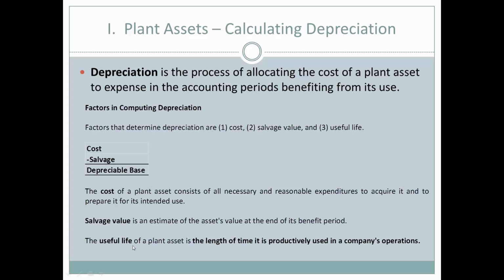Next, let's consider useful life. It's also an estimate, and it's the length of time the asset is productively used in the company's operations. So for the useful life of a plant asset, you may look at a truck and say this should last 10 years. But if the company intends to use the truck for less than 10 years, then it would depreciate it over the time period that it intends to use it. Say, for instance, they trade in their trucks every 3 years. Even though the truck would last 10 years and be used productively for 10 years, if the company only intends on using it for 3 years, then it would be depreciated over 3 years.